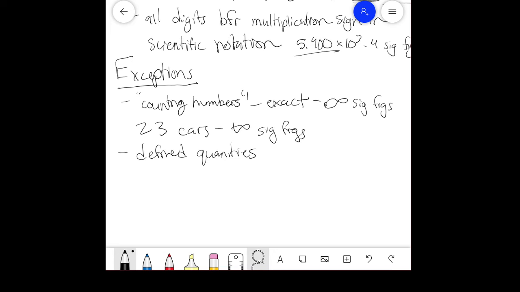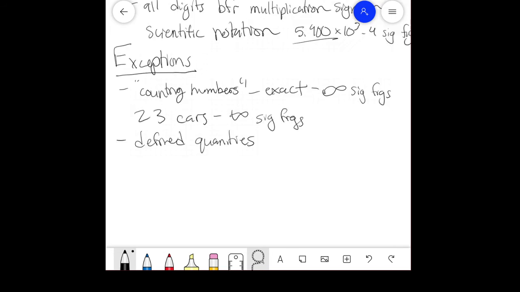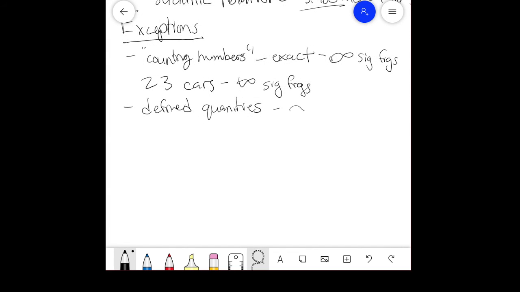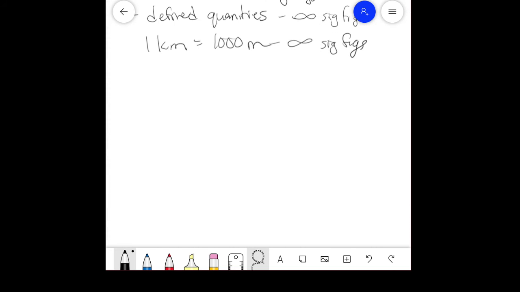So quantities that are related by definition, again, have infinite sig figs. So this would be like 1 kilometer equals 1,000 meters. Both of these have infinite sig figs because that's a known thing. That's defined. We know this for a fact.